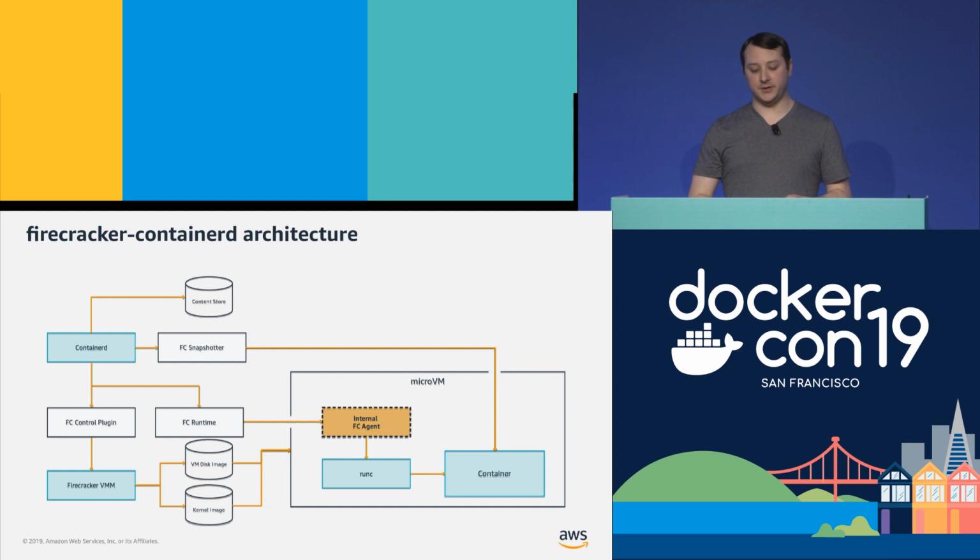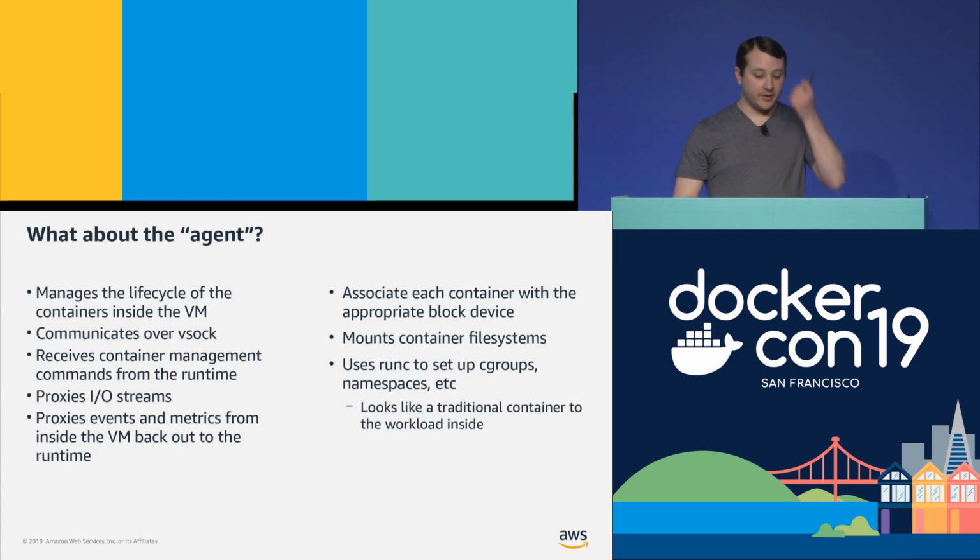So finally, I want to talk about the agent. The firecracker-containerd agent is responsible for managing the lifecycle of the containers that run inside the VM. It's the other half of the runtime, and it receives commands from the runtime that we wrote outside the VM over the vsock device. It also is responsible for doing the other half of proxying the I/O streams for each of the containers and actually sends the events and metrics. We use runc inside the VM in order to manage the containers, setting up all the things that containers would normally expect, like cgroups and namespaces, so that it still looks like a normal container when you're running inside.